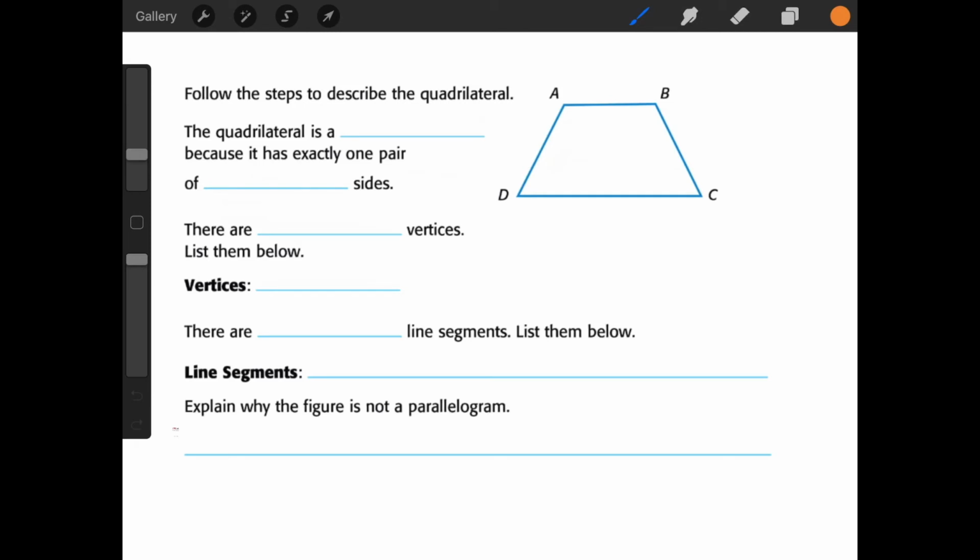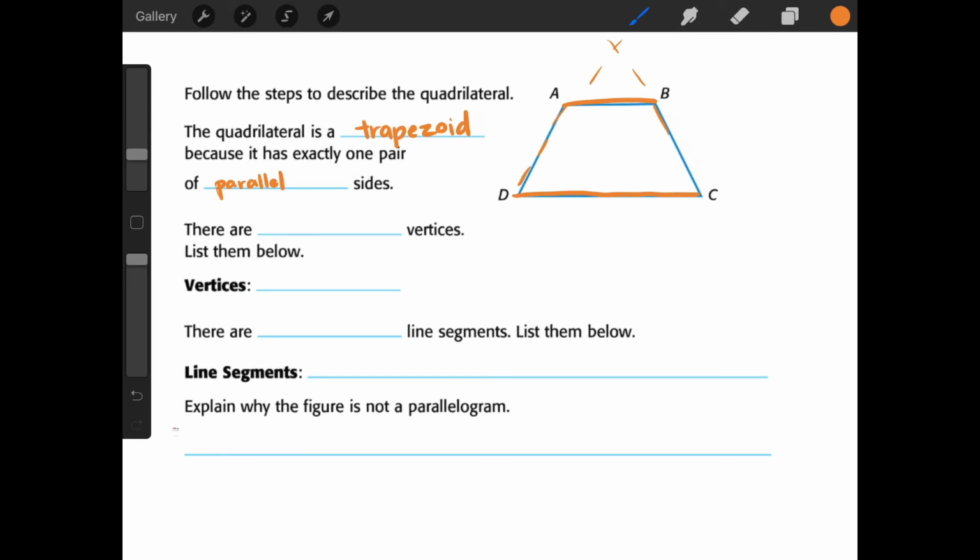Well, it is not a square. It is not a rectangle. It is not a parallelogram because it only has one set of parallel lines here and here. These would keep going and eventually hit. So it is a trapezoid because it has exactly one pair of parallel sides.